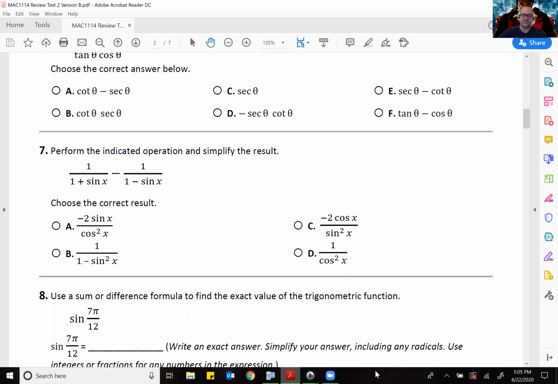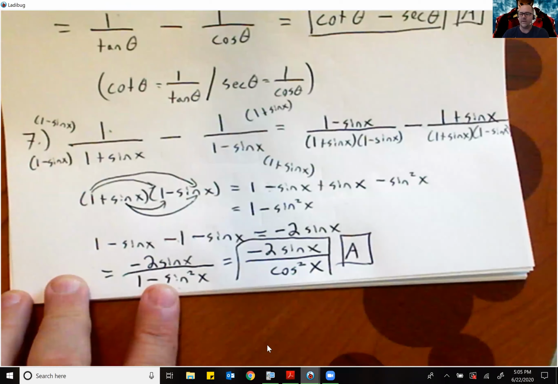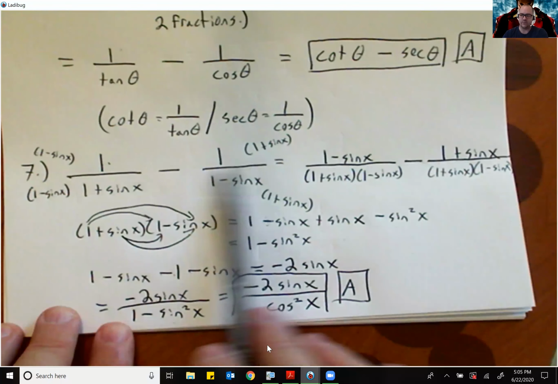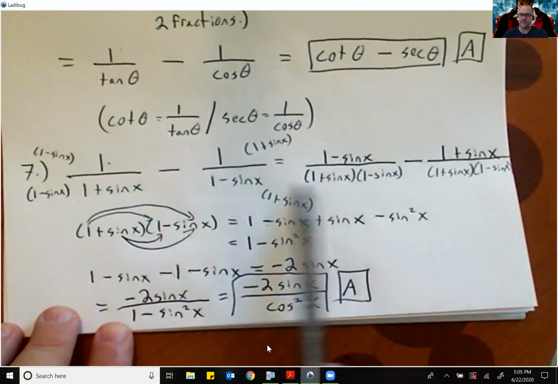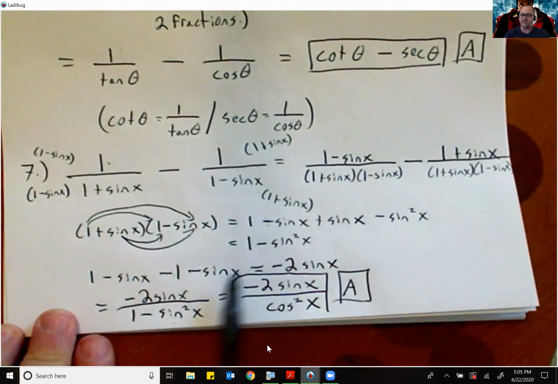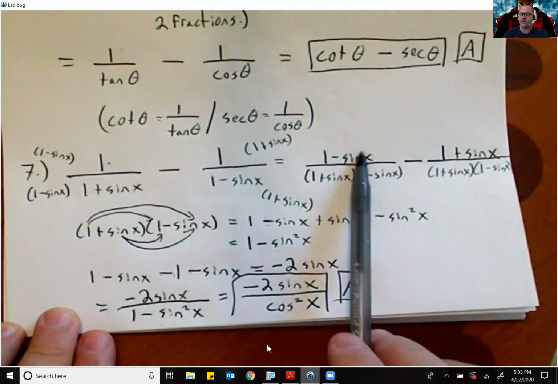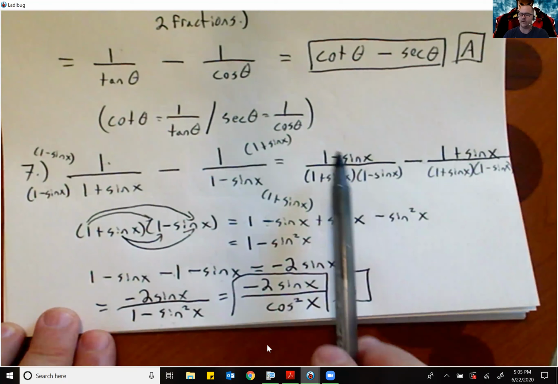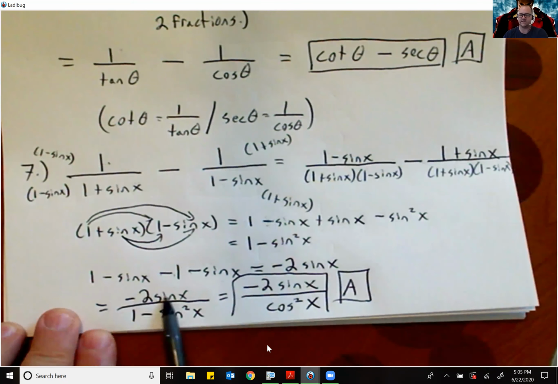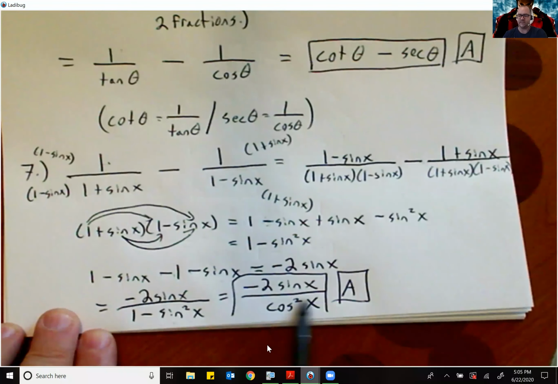Okay? So I want to hit this one back up again. We combined our two fractions together. So that means you had to get that common denominator. And then I FOILed the denominator to 1 minus sine squared. And then we combined like terms in the numerator and got negative 2 sine x. And then from there, we just used a trig identity to change the bottom because we've seen 1 minus sine squared before. It is cosine squared. And that was the answer.